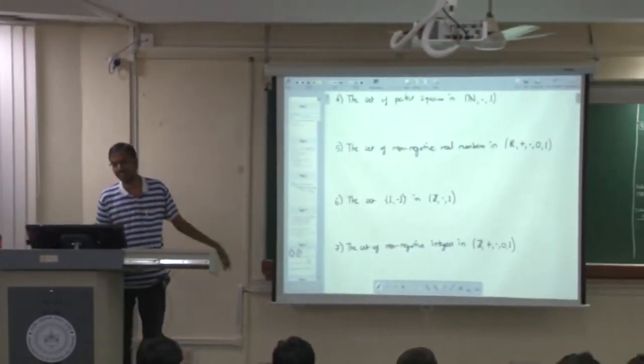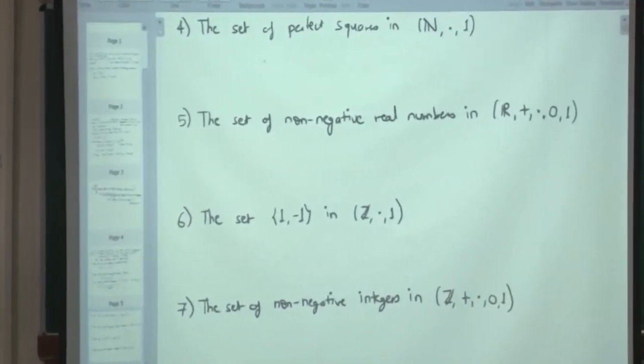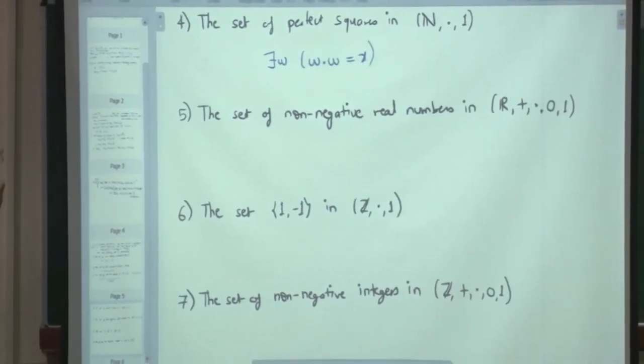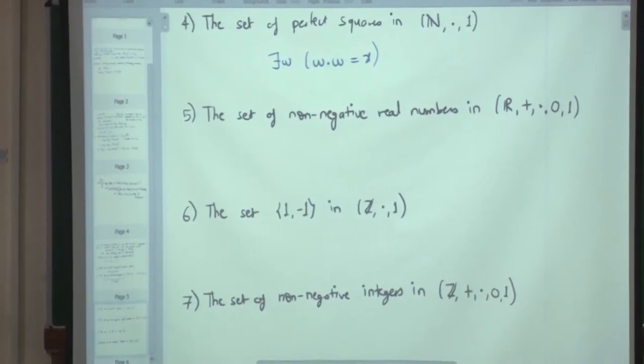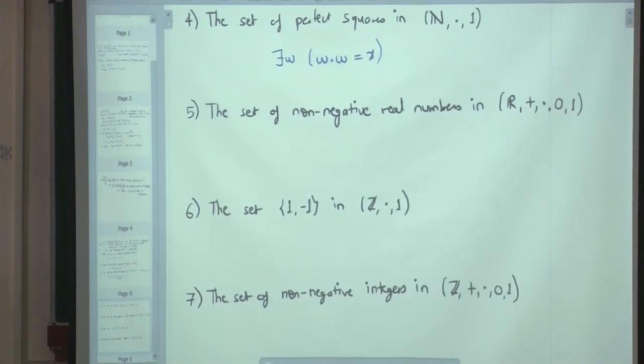Okay, let's quickly cover this set of perfect squares in the multiplicative language for natural numbers. Tell me, there exists a W such that W times W is equal to X. Yeah, this is easy. Set of non-negative real numbers, when you don't have order, but you have addition and multiplication. There exists W such that W dot W is equal to? Same formula worked. You can see, being non-negative is same as having a square root in real numbers.